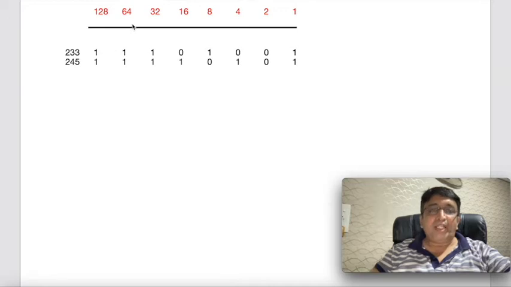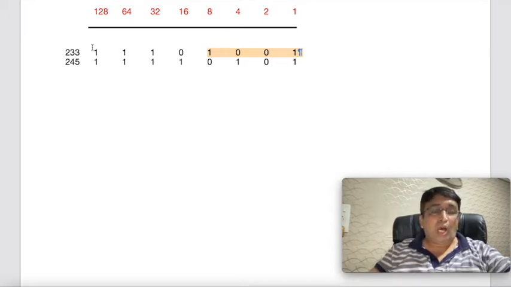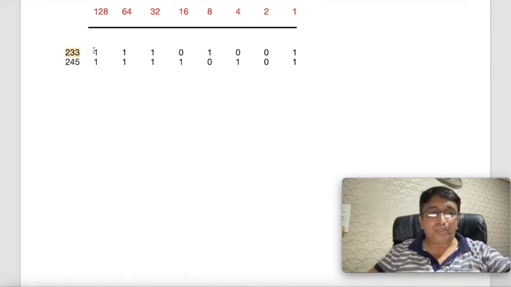Always remember that a byte is made of 2 nibbles. A nibble is a group of 4 bits. This is called a nibble. So this is one nibble, this is another nibble. So a byte is made of 2 nibbles. Now, according to our method, let's find out the binary of the decimal number 233.